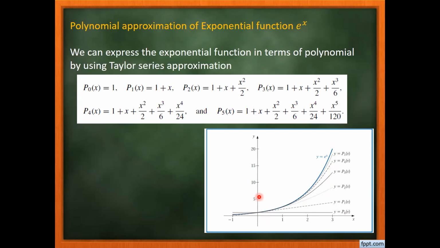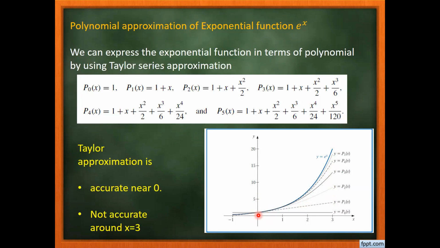increases as we move away from the initial point 0. So we concluded that the Taylor series is a good way to express any function in a polynomial form, but it's accurate near the point of expansion. And as we move away from the point of expansion, it's not that accurate.